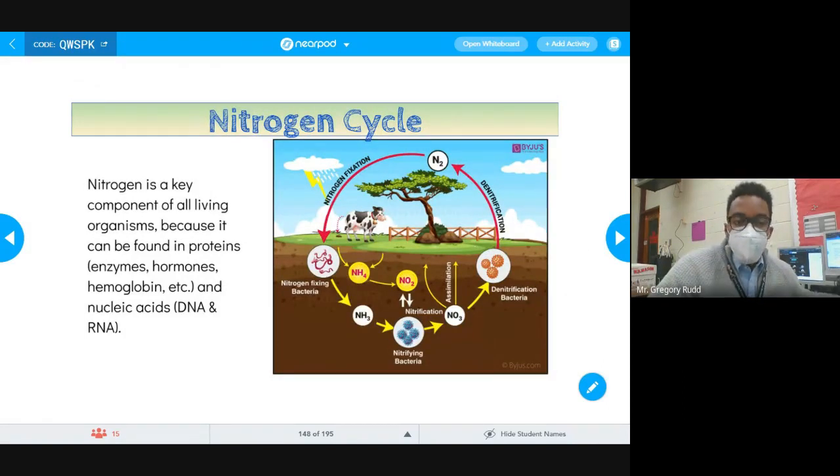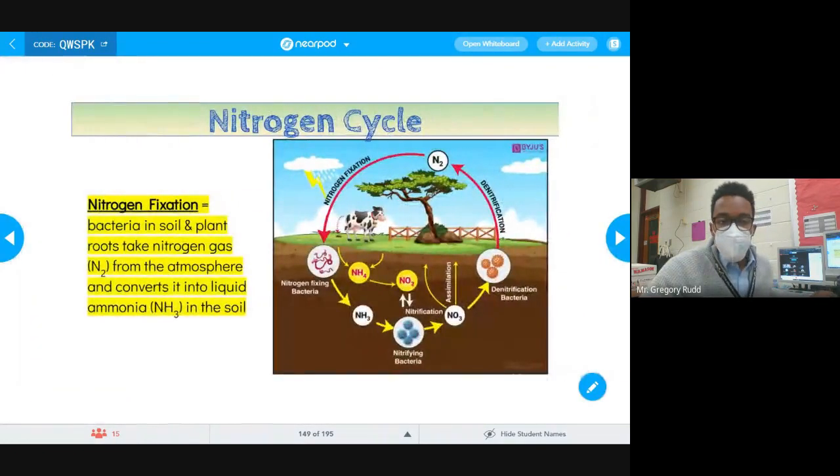The nitrogen cycle. Nitrogen is pretty important. The atmosphere is 78% nitrogen, so a huge amount of nitrogen gas in the atmosphere. It is obviously a part of proteins like enzymes, hormones, hemoglobin, and also nucleic acids like DNA and RNA. But it's not quite as important as carbon because carbon is omnipresent. It's present in almost every form of life. Nonetheless, we still focus on the nitrogen cycle because it is still needed for those two organic compounds.